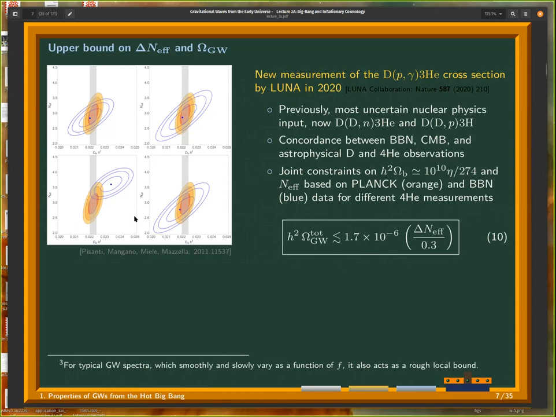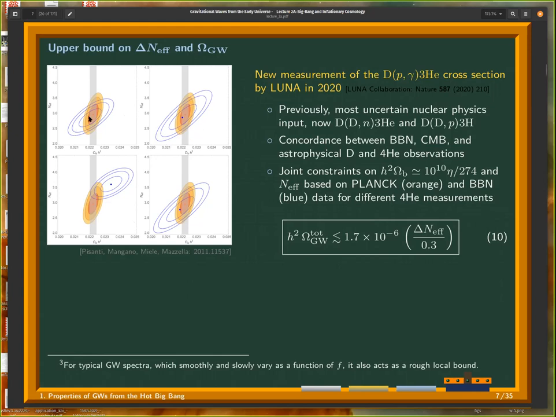This is an analysis from November last year, which uses the lunar measurement. And this is for four different measurements of the helium-4 abundance. There's still some uncertainty in this measurement. That's why they show different results for each of these individual determinations of the helium-4 abundance. In orange, you see constraints derived from Planck data. And in blue, you see constraints from the BBN analysis.